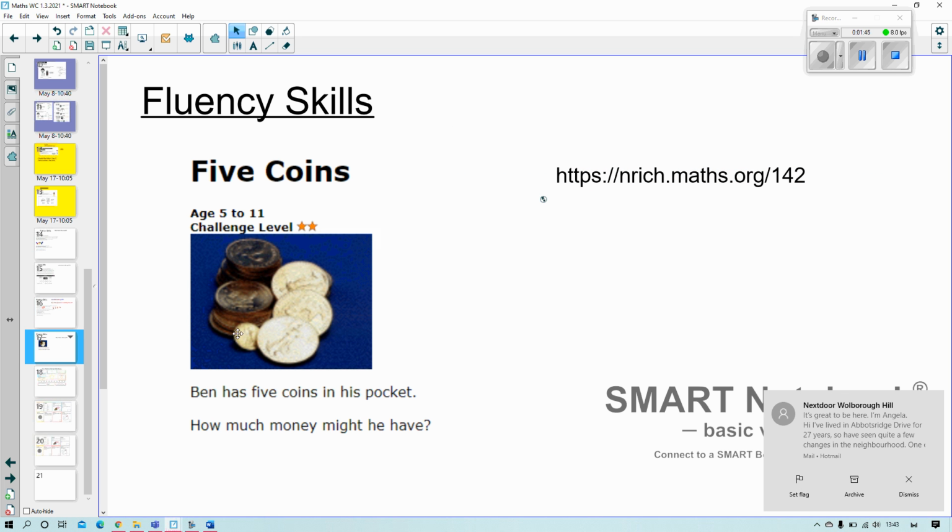The next one is on here, which is called 5 coins. So Ben has 5 coins in his pocket. How much money could he have? How much might he have?